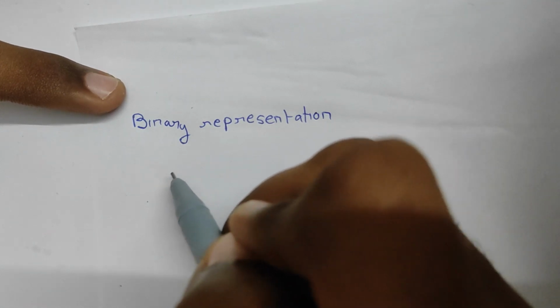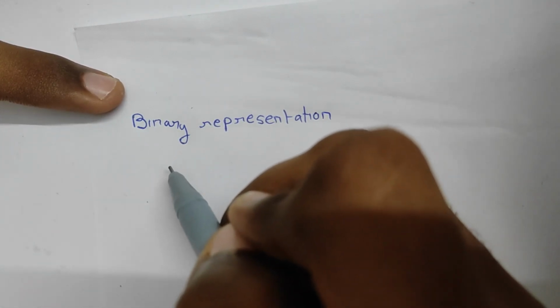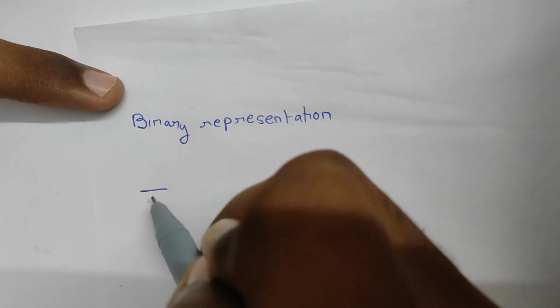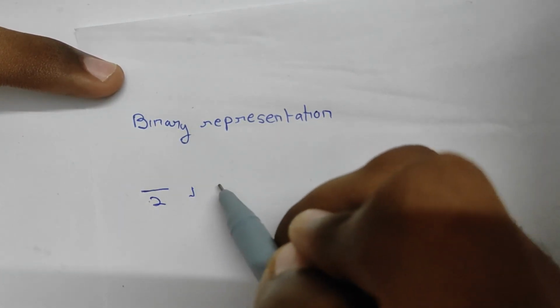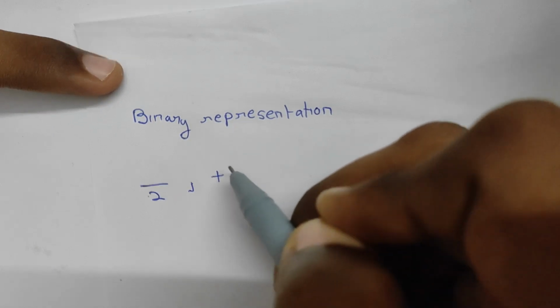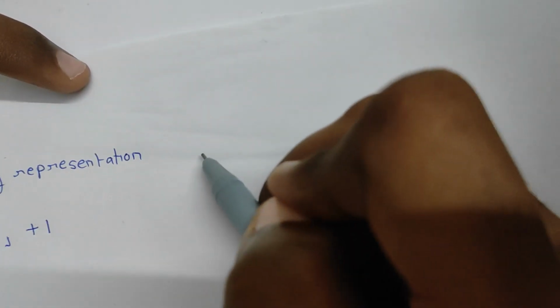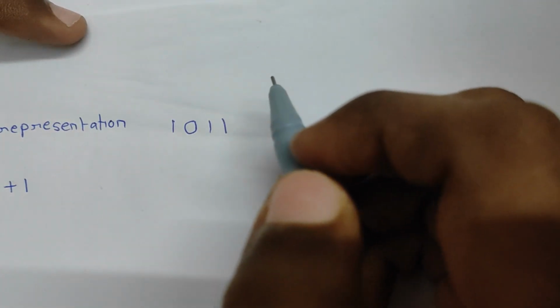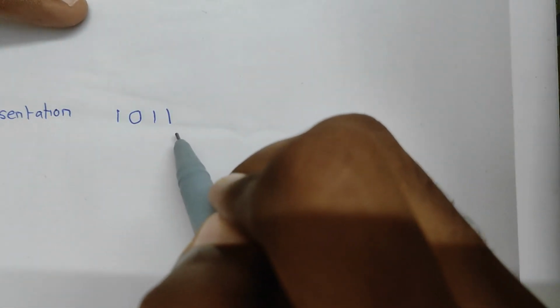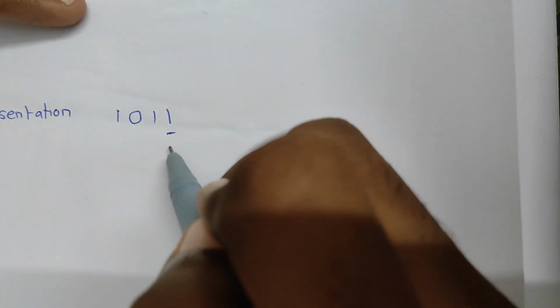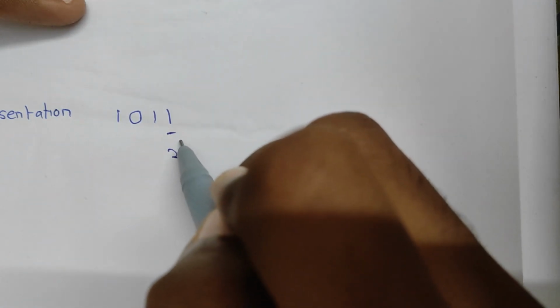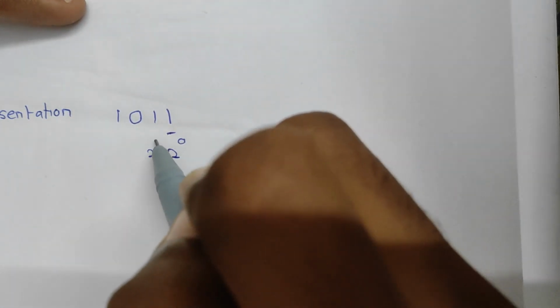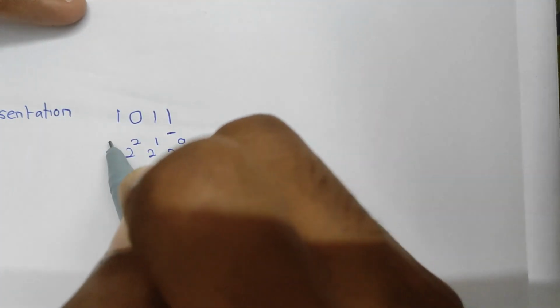So either we can divide this binary representation by 2, or we can add 1 to it. So suppose the binary representation that they have given us is 1 0 1 1. In the question they have taken the lowest set bit as the rightmost bit. So we have to start from this rightmost bit: 2 raised to 0 from here, 2 raised to 1 here, 2 raised to 2 here, 2 raised to 3 here.